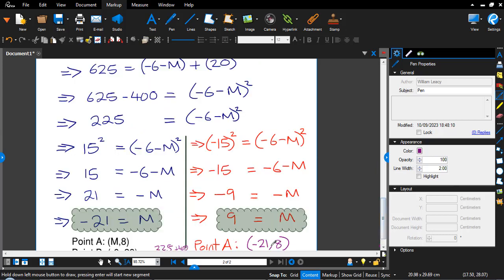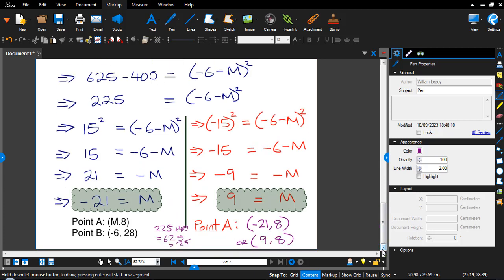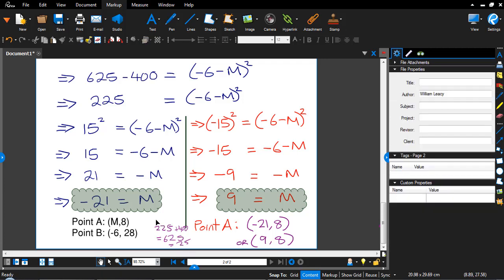And then you can double check again for the second point, (9, 8). The difference between 9 and -6 is 15. 15 squared is 225. Again, 28 minus 8 is 20. That squared is 400. Add them together, 625. And then you get, yeah, root 625 is 25.